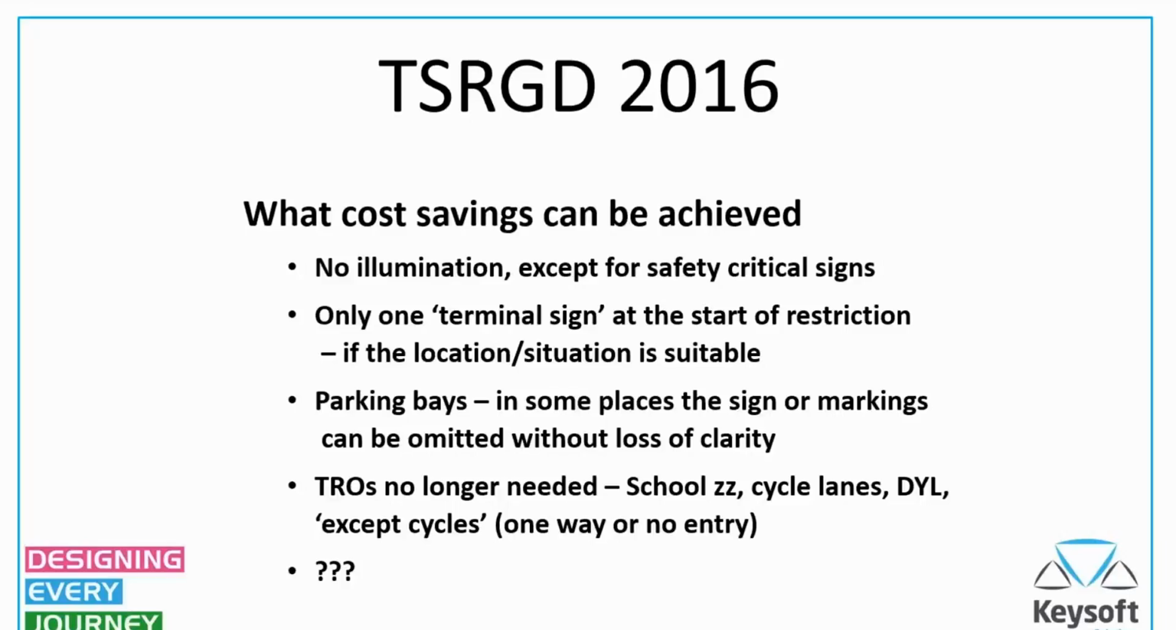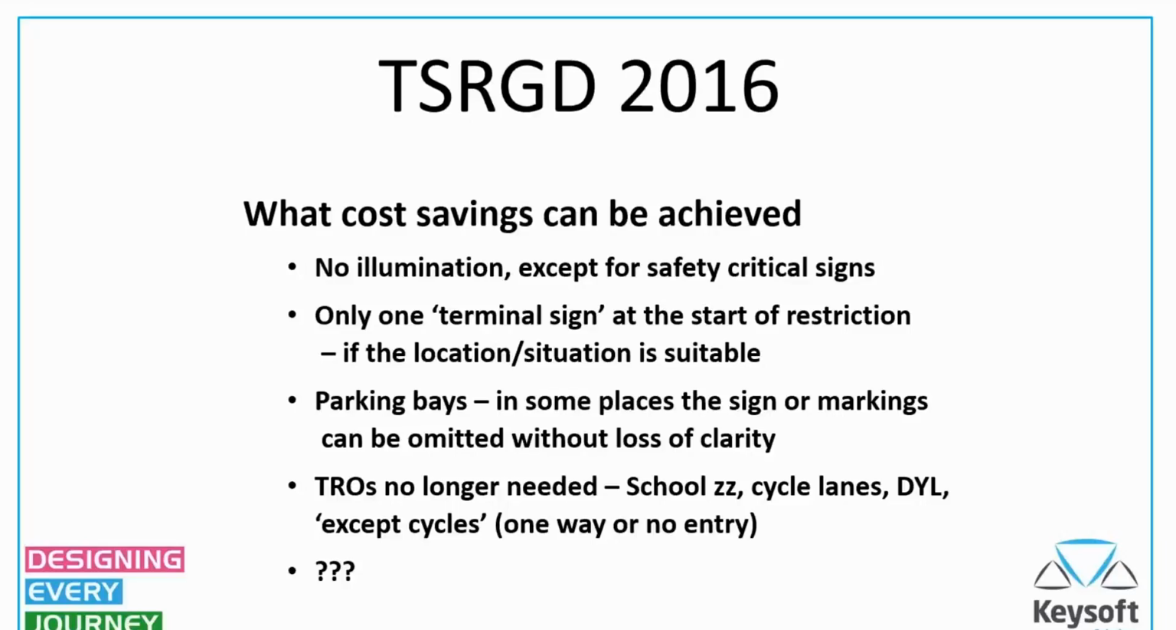And there's an interesting one as well with no entry except cycles. More likely on a one-way road where you may want to allow cycles the other way. Obviously, if you put except cycles under the no entry, then effectively cycles can go down there even if the TRO says they can't. So now we don't have to exempt them from the TRO. We can still do a one-way street, but as long as we put no entry except cycles up the other end, cycles can go the other way down.